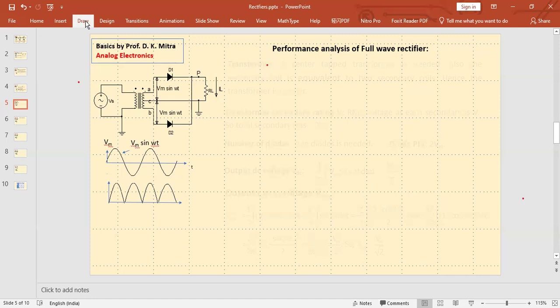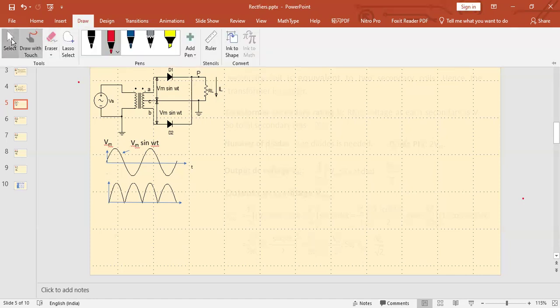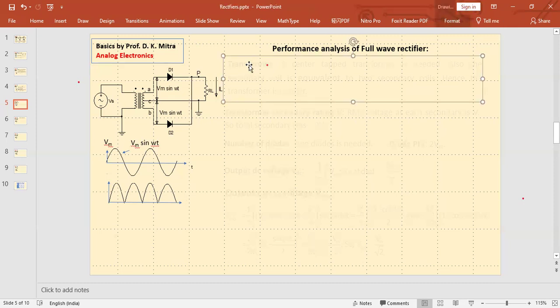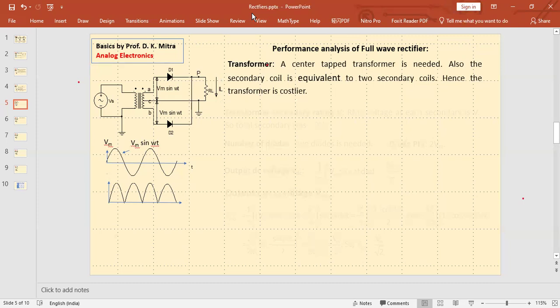First, we shall go into the transformer. Here a center tap transformer is needed. Also, the secondary is equivalent to two secondary coils. Hence, of course, the transformer will be costlier. This is number one.